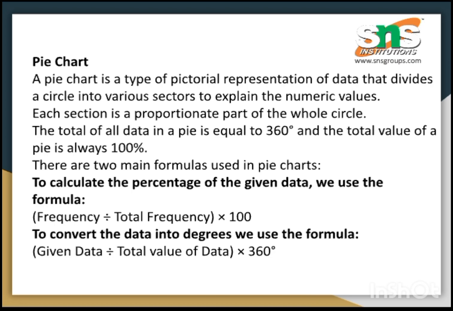The total of all data in a pie is equal to 360 degree and the total value of the pie is always equal to 100 percentage. There are two important formulas you should remember. To calculate the percentage of the given data, we use frequency divided by total frequency into 100. To convert the data into degrees, we will have the given data divided by total data of value into 360 degree. Now, we have a problem, considering this case into account, if we can solve the problem.